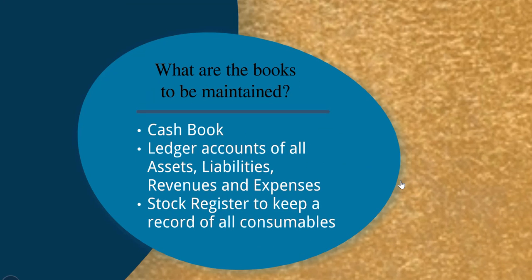Next, let's take a look at the books of accounts that are maintained by NPOs. They maintain a cash book. They maintain a ledger showing accounts of all assets, liabilities, revenues, and expenses. They also maintain a stock register to keep a record of all consumables.